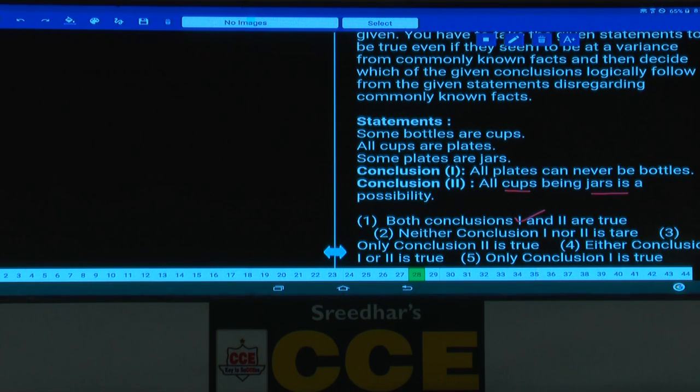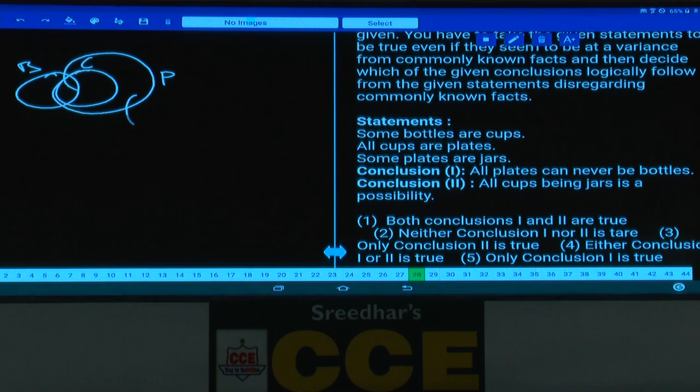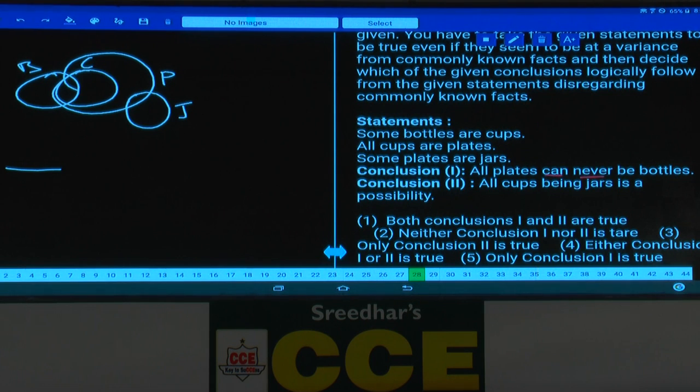Then 28. Now, question number 28. Again, all the statements are affirmative. Some bottles are cups, and all cups are plates, and some plates are jars. Then first one, all plates can never be. Can never be is what? Can is a possibility, isn't it? Can is a possibility, and never is not a possibility. That means the same statement can be written as all plates or bottles is not a possibility. Isn't it? In the class we have discussed this one very clearly.